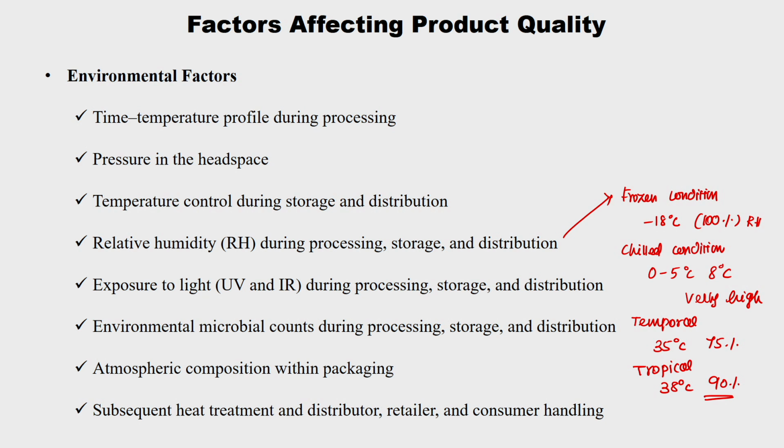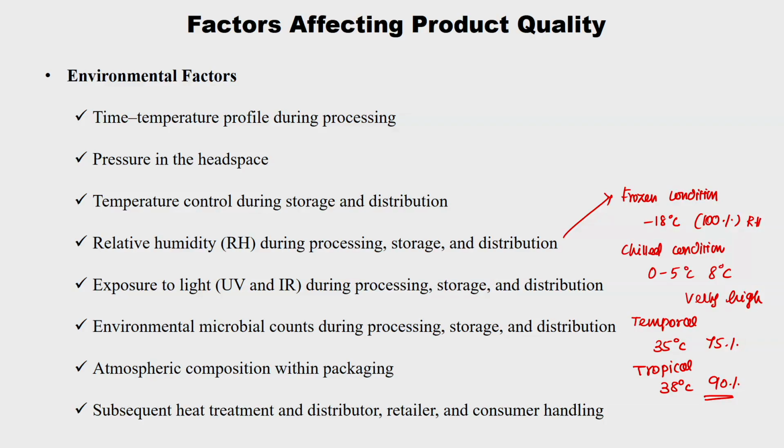And atmospheric composition within the packaging. So, this I have already told, the packaging material also matters, because whether it has high water permeability or oxygen permeability, and how it reacts to the UV IR rays, everything is taken into consideration. And subsequent heat treatment and distributor, retailer and consumer handling. For example, in one of the lectures I told, when it goes to marketplaces and during the marketing in the shop, how it is being circulated also.